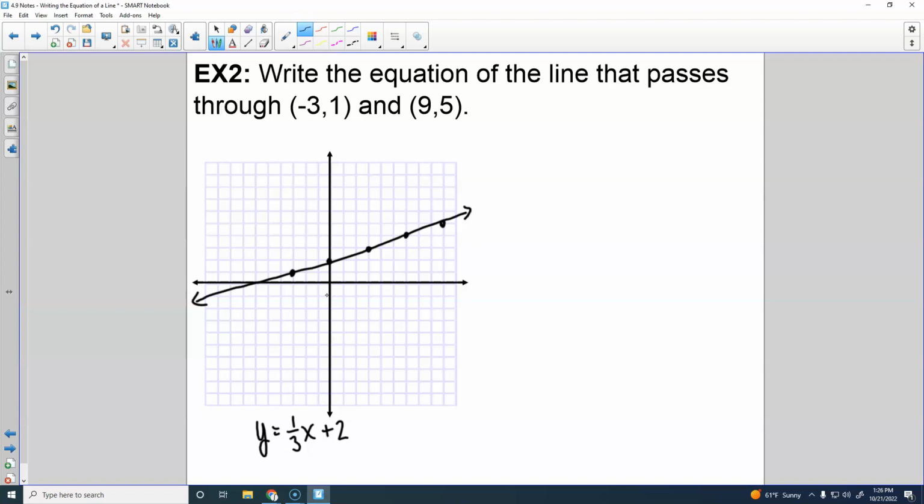And algebraically, we only use 2 points. So which ones would we choose? I would use the 2 that they gave you in the problem. It doesn't matter, you can just pick whichever one you like best. So when we do slope here, Kama, tell me how to find the slope algebraically.